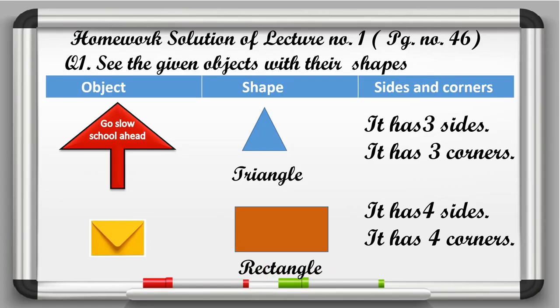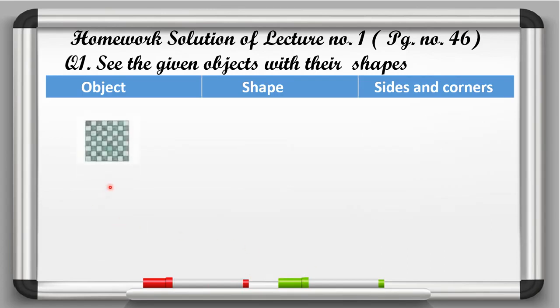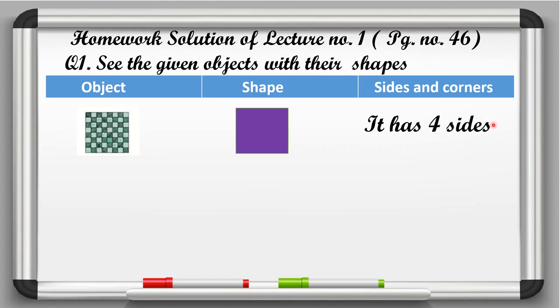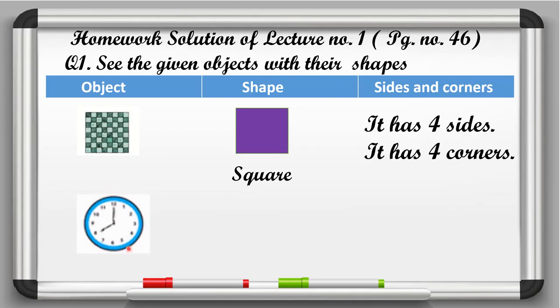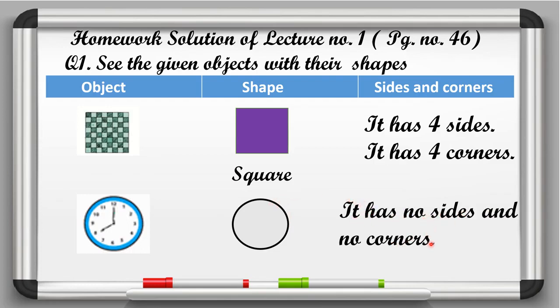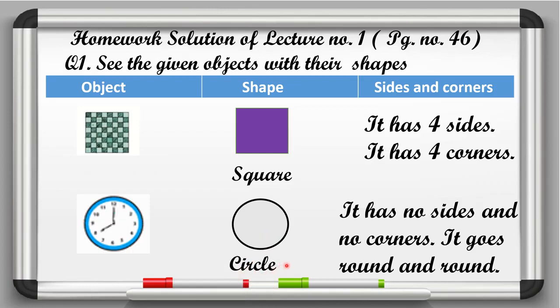Rectangle. Okay. Now the next one is chess. And what is the shape given? Square. It has 4 sides. It has 4 corners. And the name of the shape is square. Now the next one is a clock. And a circle shape is given. It has no sides and no corners. It goes round and round. Which shape is this? Circle. C-I-R-C-L-E. Circle.